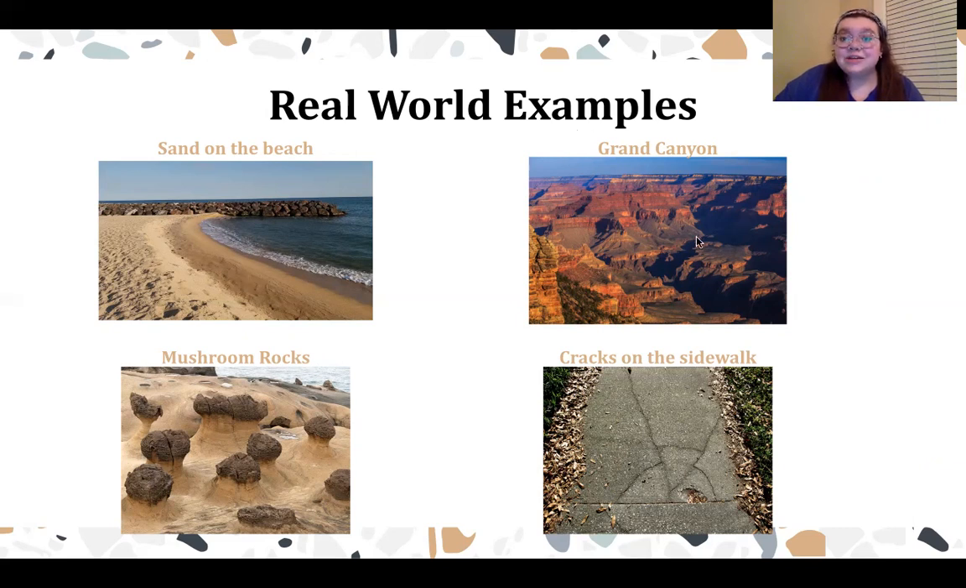The Grand Canyon is a result of weathering. It's from the Colorado River going through it. It formed these boulders and broke things down, and you can see all the different levels in there. That is an example of weathering and erosion.